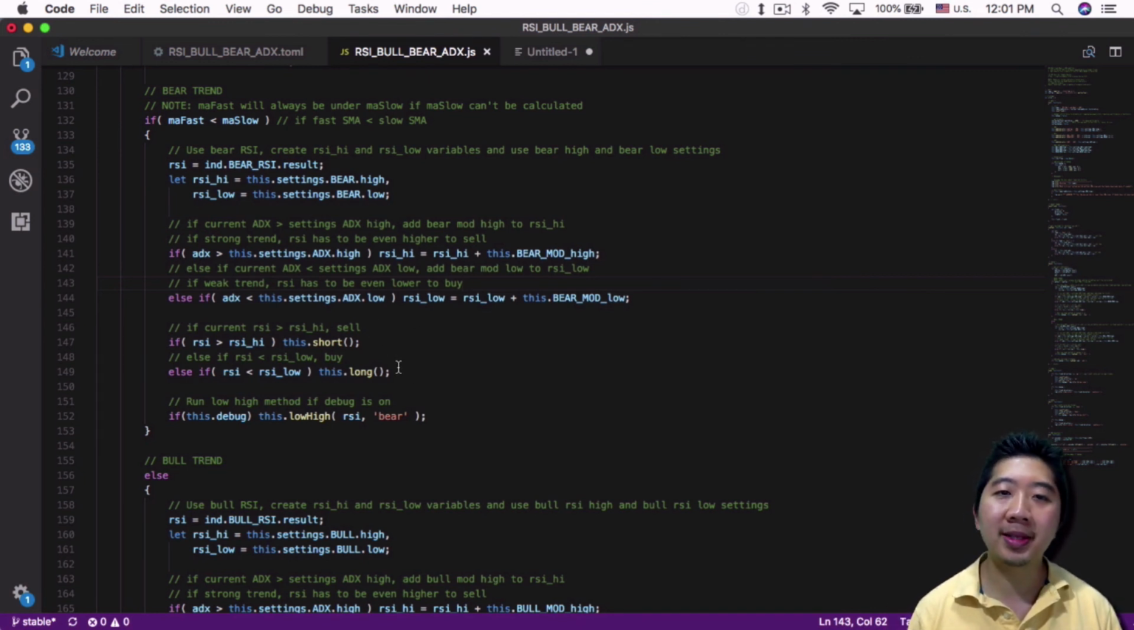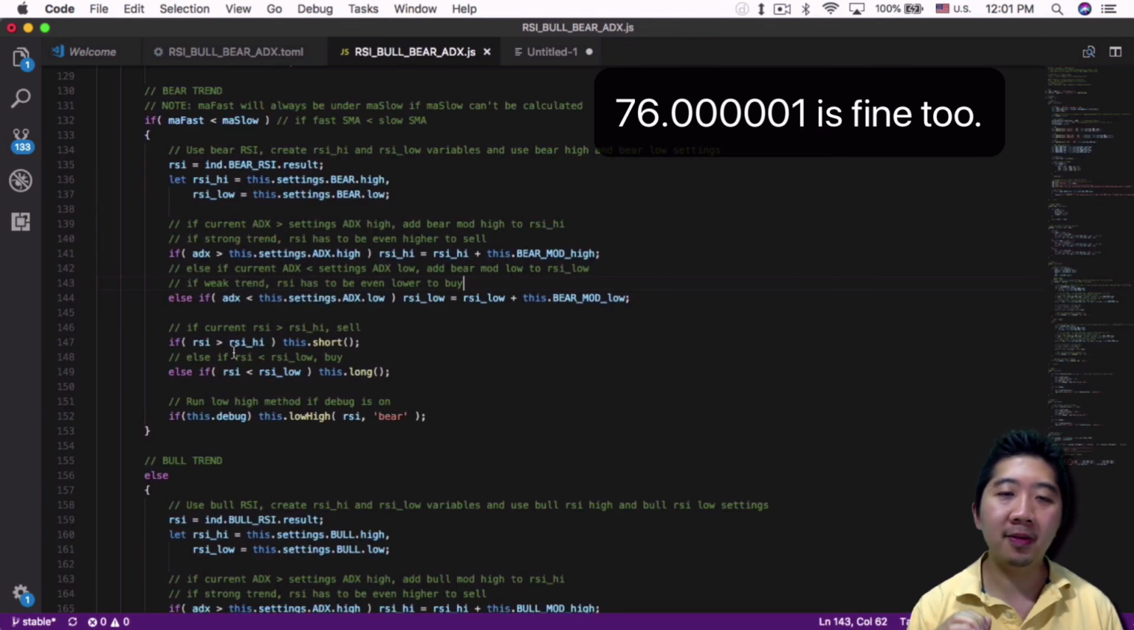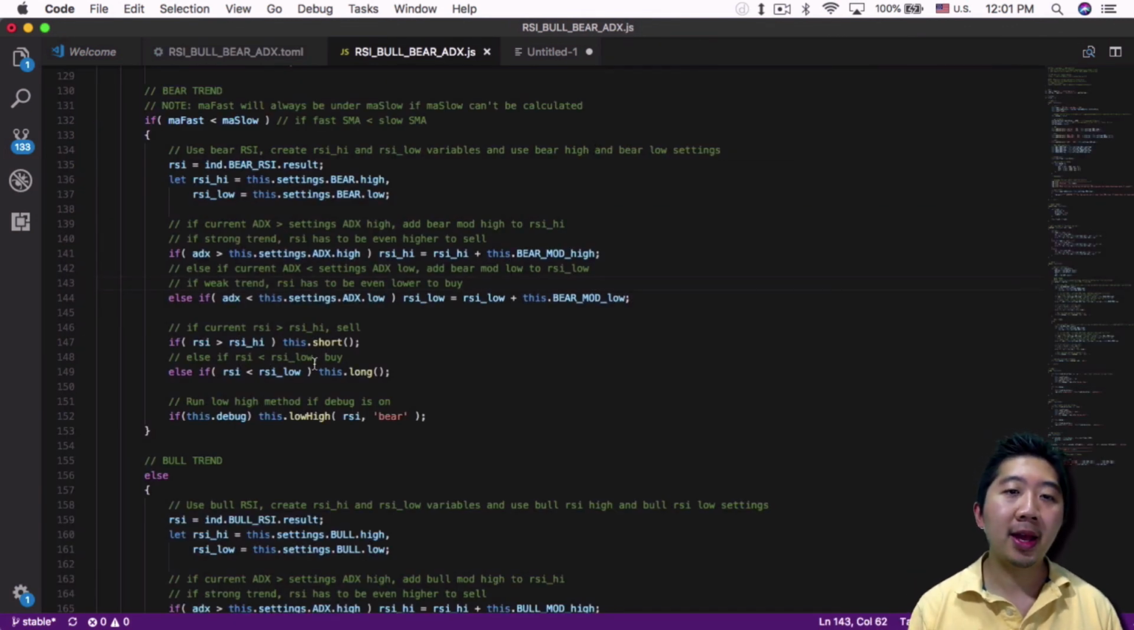When do we buy and sell? In here, if the RSI is greater than the RSI high, then we sell. Now the RSI high, if it was modded by the ADX, would be 76. So the RSI had to be 77 or above for us to sell. Similarly, if we're in a weak trend and the ADX mods the RSI low, the RSI has to be less than 5 in order for us to buy into the market. So this is how the strategy works.